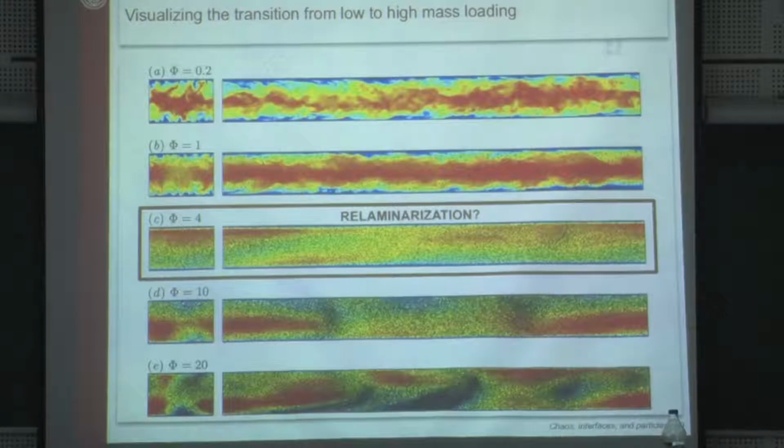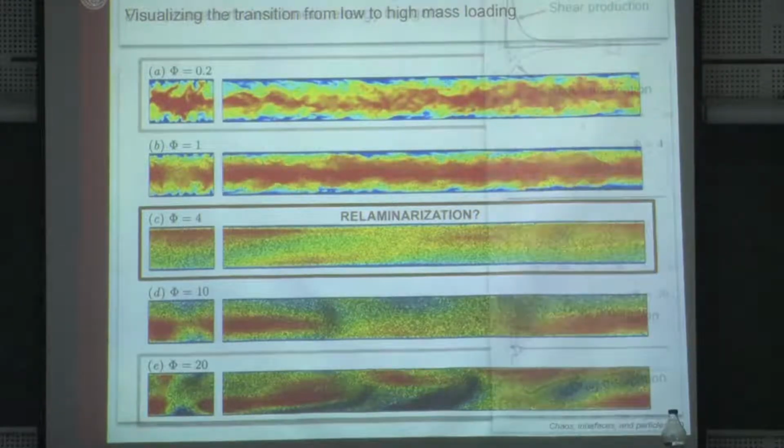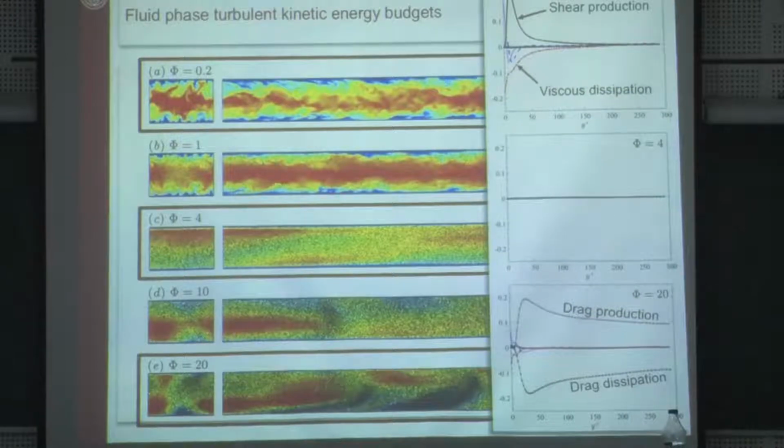When I look at that, I start asking myself whether we've really laminarized the flow. There's almost nothing going on here. So we wanted to quantify that a bit. So we went back to the fluid phase turbulent kinetic energy budget. We wanted to look at where the agitation in the flow was coming from.